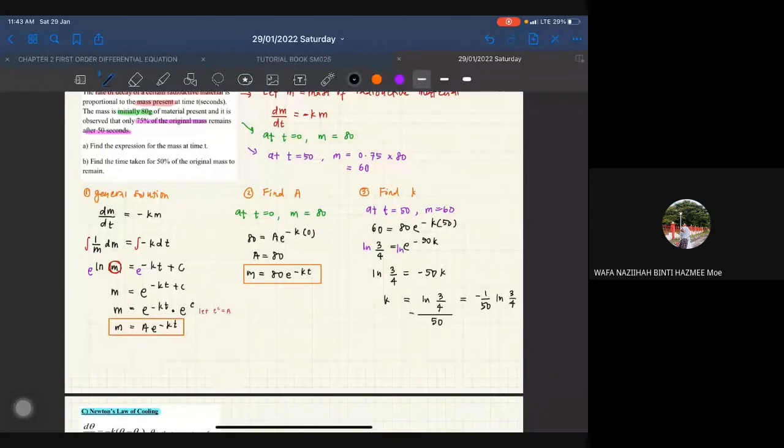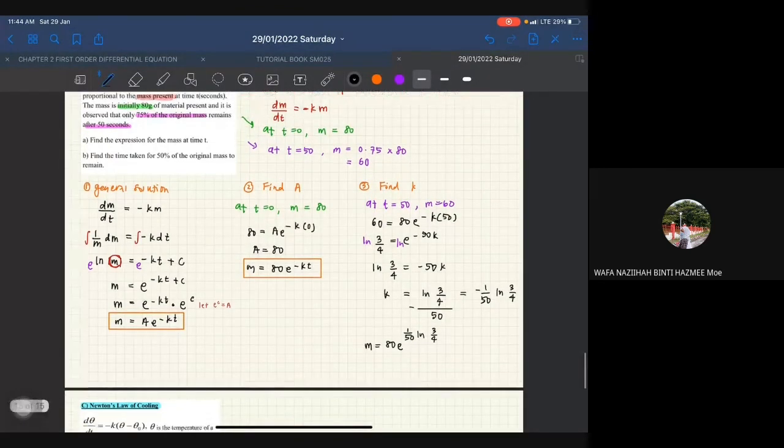Okay, so saya sambung. So kita substitute nilai K kita into our latest general solution. So awak akan dapat M equal to 80, e negative. So K kita panjang sikit, saya letak ke bawah. K kita adalah negative. So dia negative kat sini and also negative kat sini. So dia jadi positif lah. Okay, so saya buang negatif dapat positif. So you have 1 over 50 ln 3 over 4.